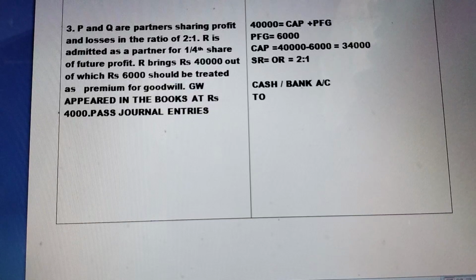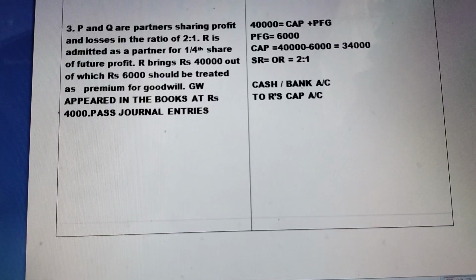first we have to write it. It is P and Q, who is the new partner R. So new partner's capital account. It should be R's capital account. This is for capital brought in by R, cash to R's capital, and for premium, it should be cash to premium for goodwill account. Okay. So the R capital is 34,000 and premium is 6,000, right?